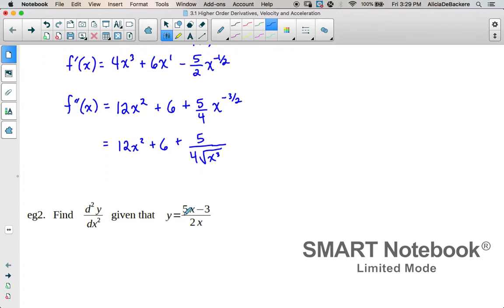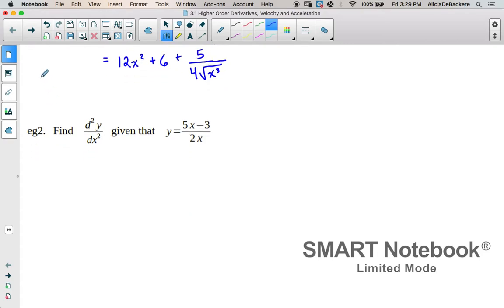All right, in example 2, we're going to find the second derivative is what it says. Find the second derivative given that y is equal to this. Now, this equation is something with x's divided by something with x's. So this is a quotient rule. I've got like my f over my g.